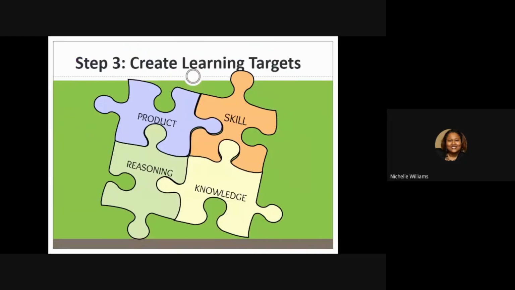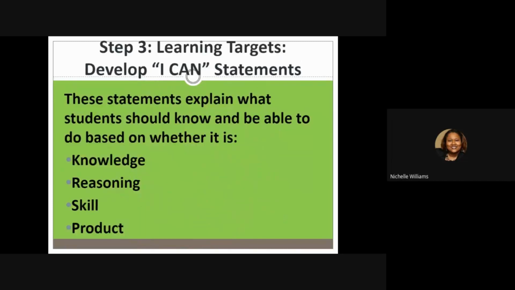Now moving into creating learning targets. When you are writing your learning targets, typically we put them in the form of I can statements. Those statements will tell students exactly what they should know and or be able to do. And we break them down into 4 categories. They are either knowledge-based, based on reasoning, a skill they must master, or a product.